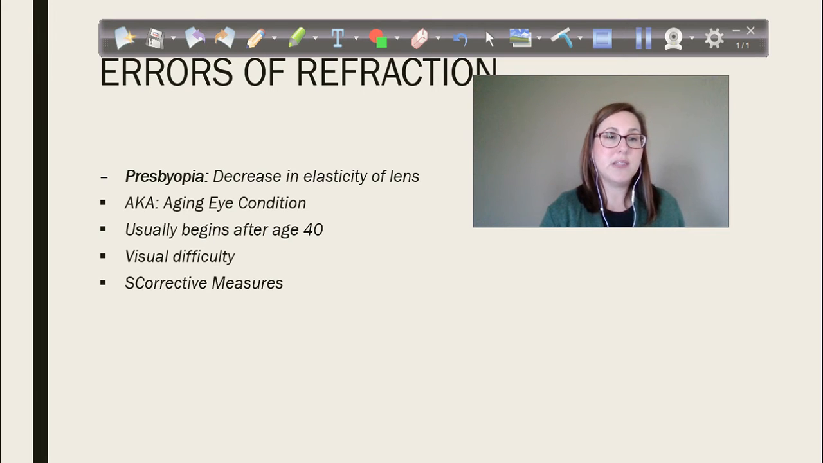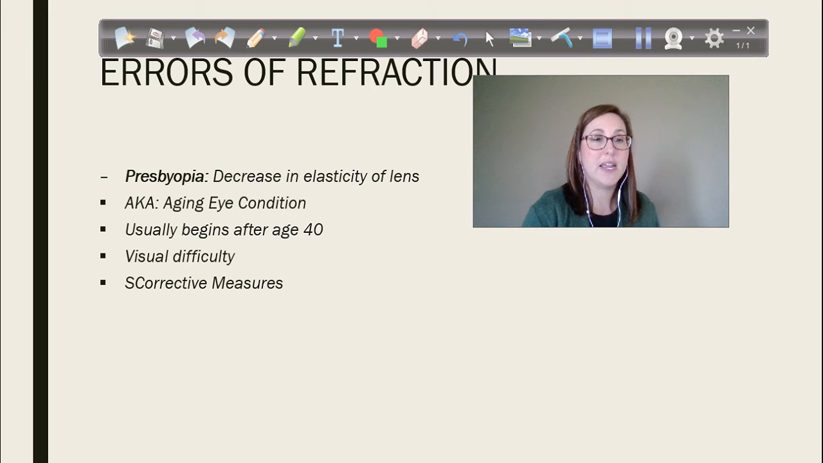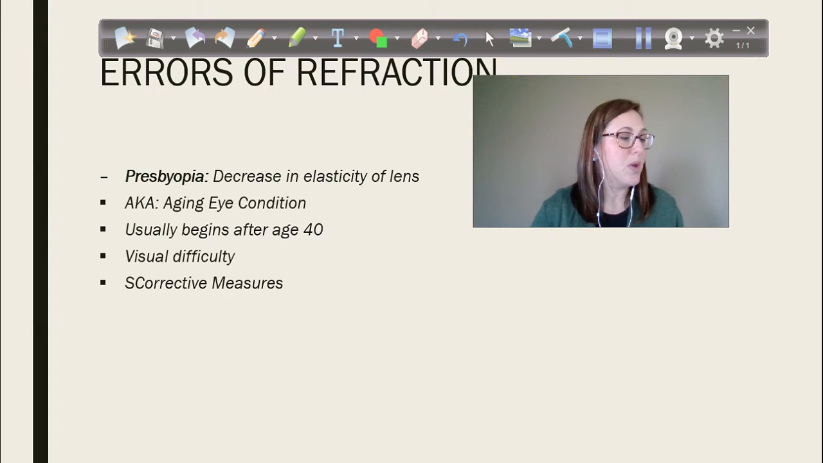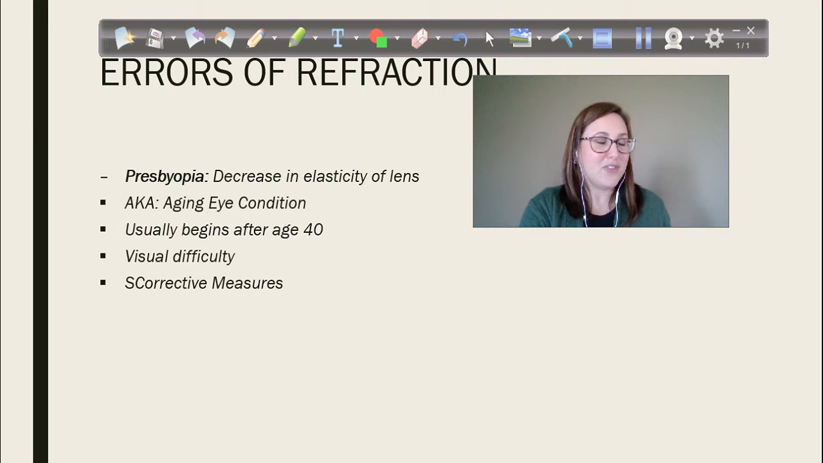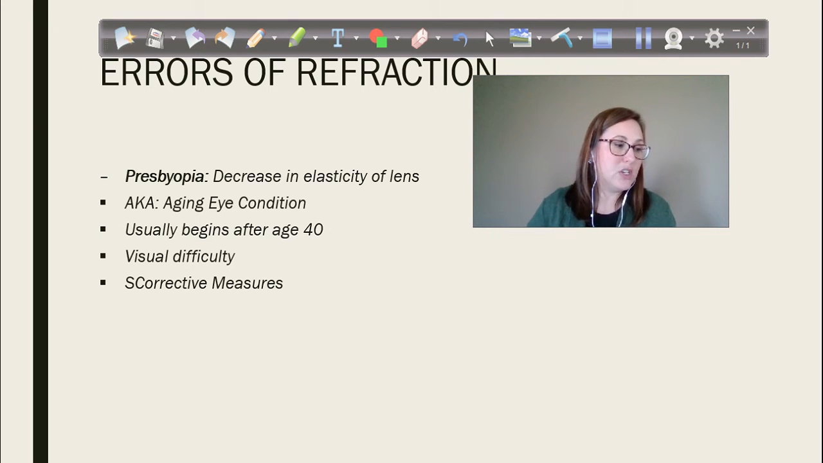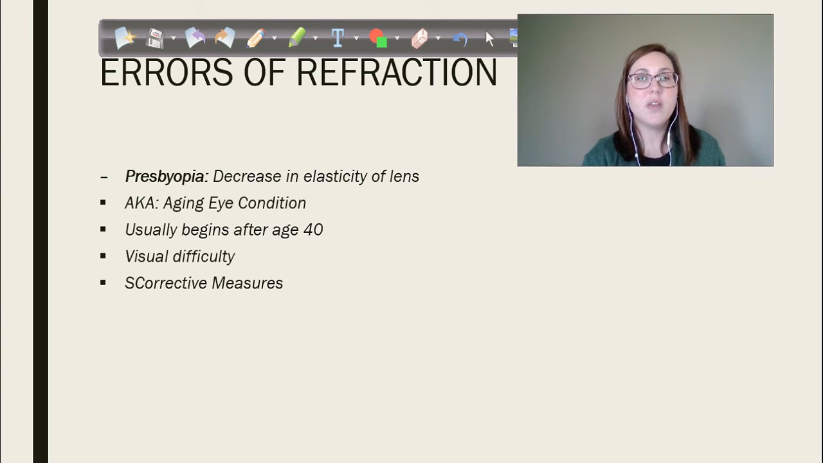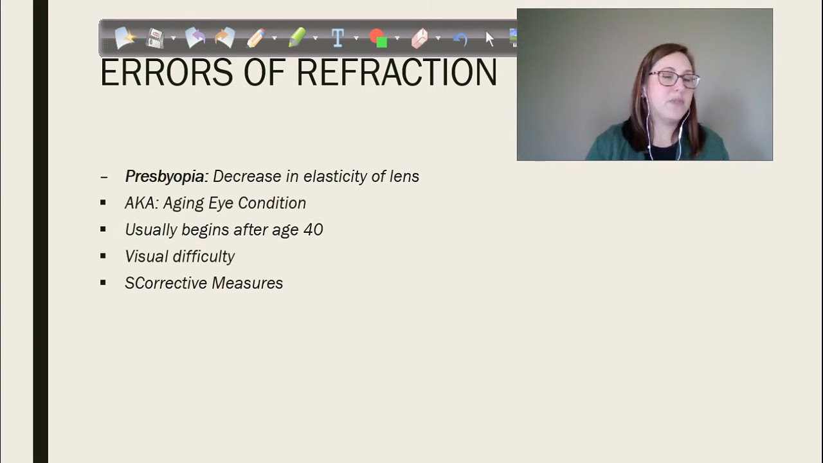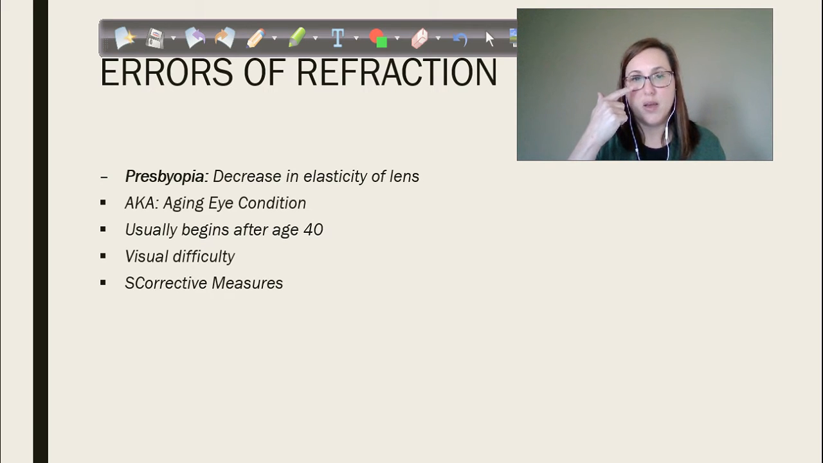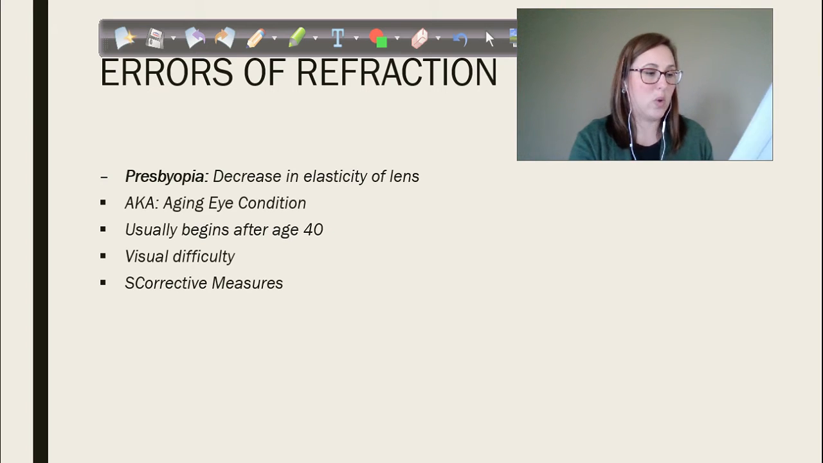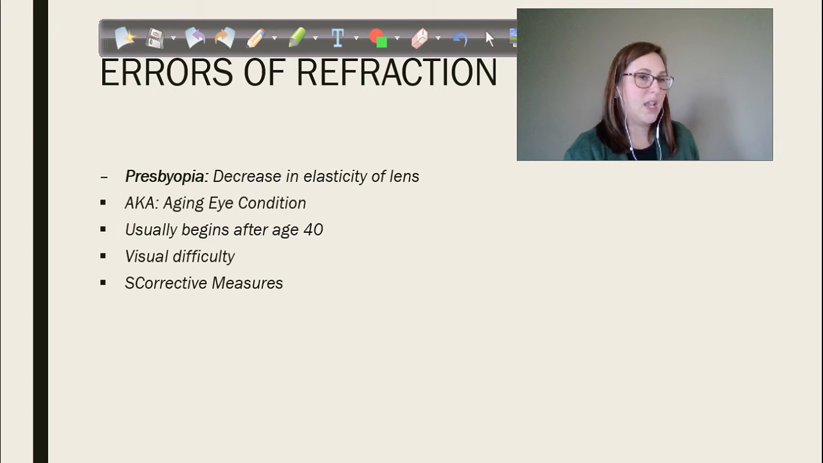Presbyopia is the decrease in the elasticity in the lens of the eye. This is the aging eye condition, or the time in our lives when we need bifocals. It usually begins after 40, and the visual difficulty is a decreased ability to focus clearly on objects that are close up. So usually people need bifocals or some type of reading glasses to help with this. Bifocals are just different in the bottom portion of the lens, so when you look down, you can see things well. And all of those, the myopia, the hyperopia, the astigmatism, and the presbyopia, are going to be important for you to know. Okay.